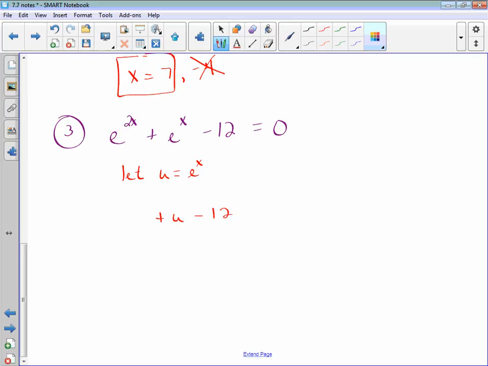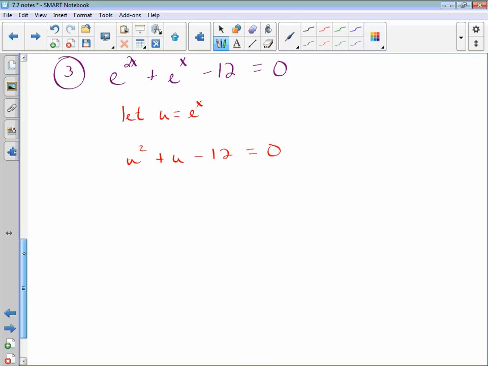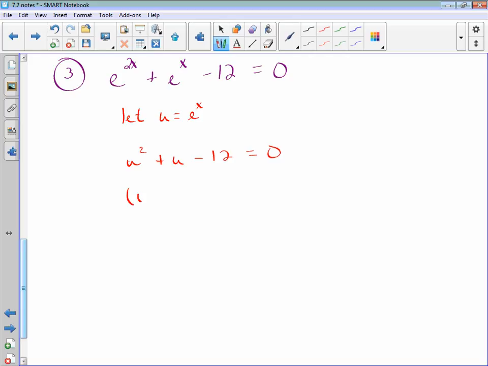The 12 is still a 12. What's that first term going to be? U squared. Okay. Now, does that equation look a little easier? Can't you factor that? Yeah. Okay, so u plus 4, u minus 3. So I get u equals negative 4 and u equals 3.